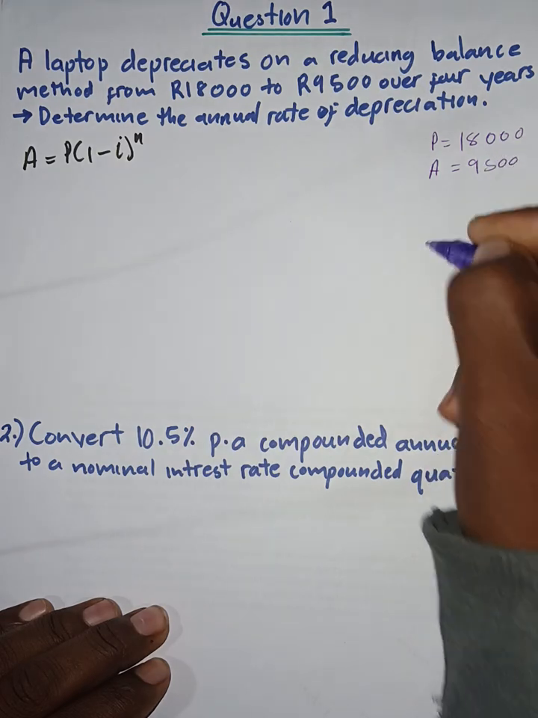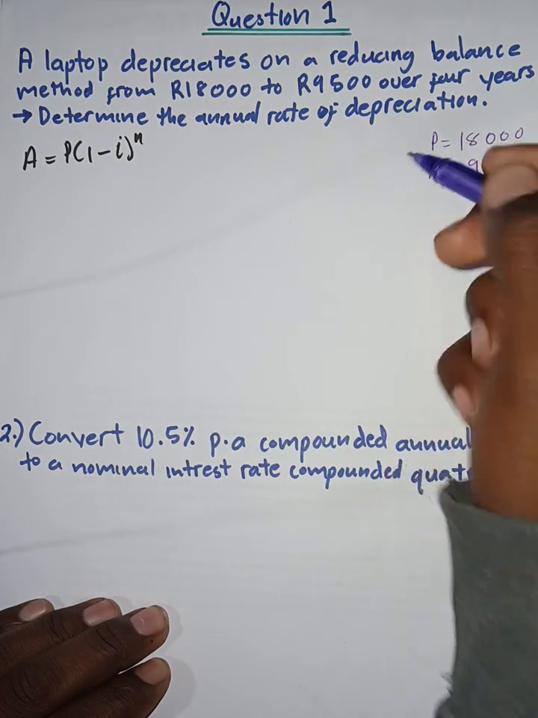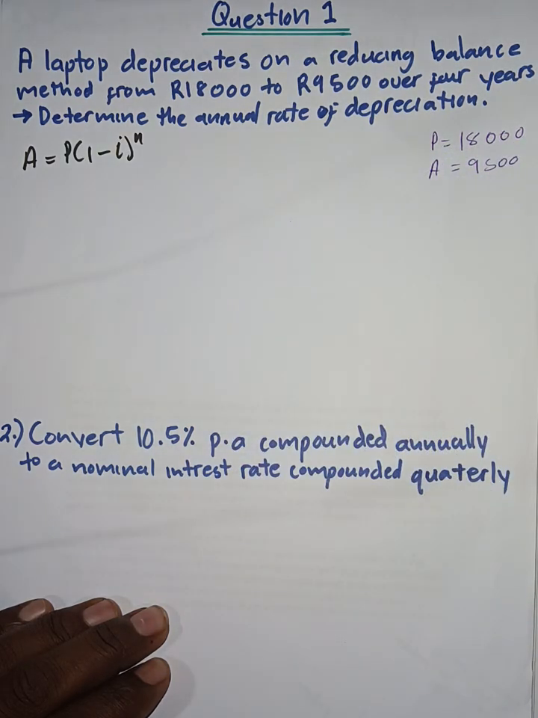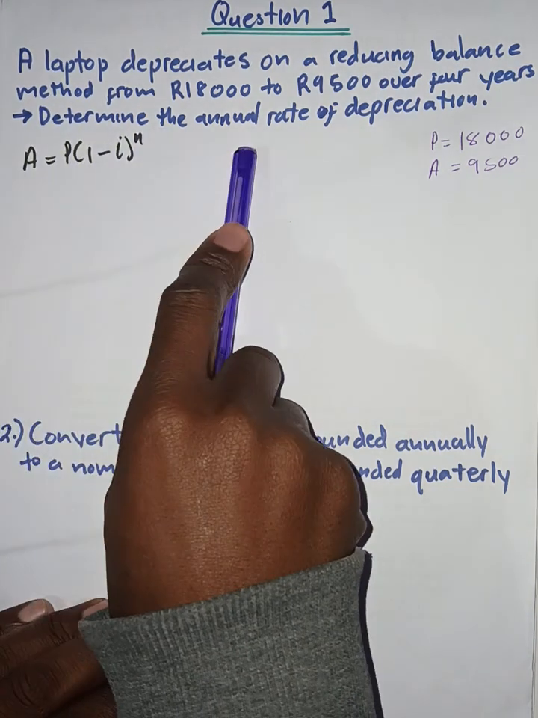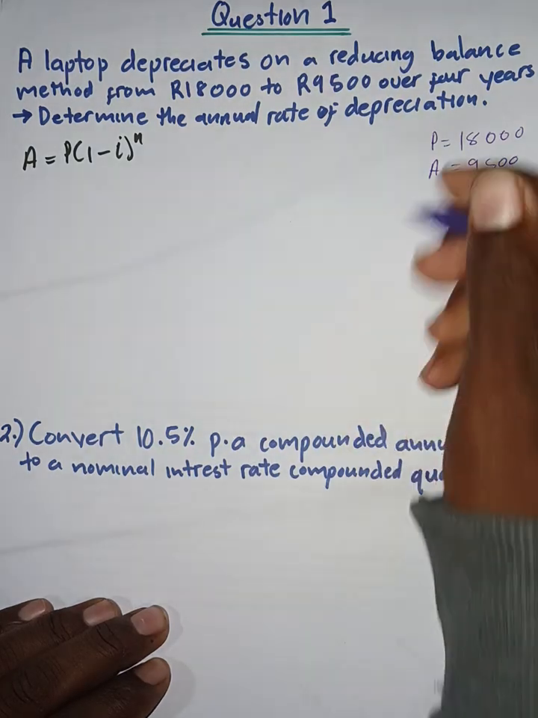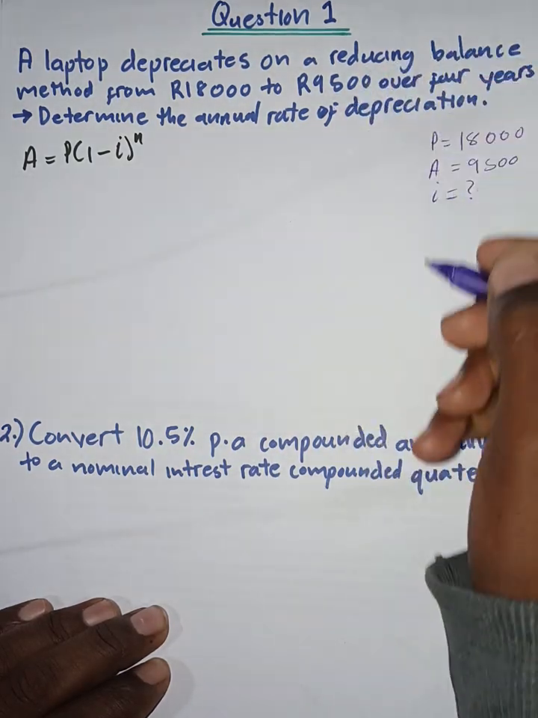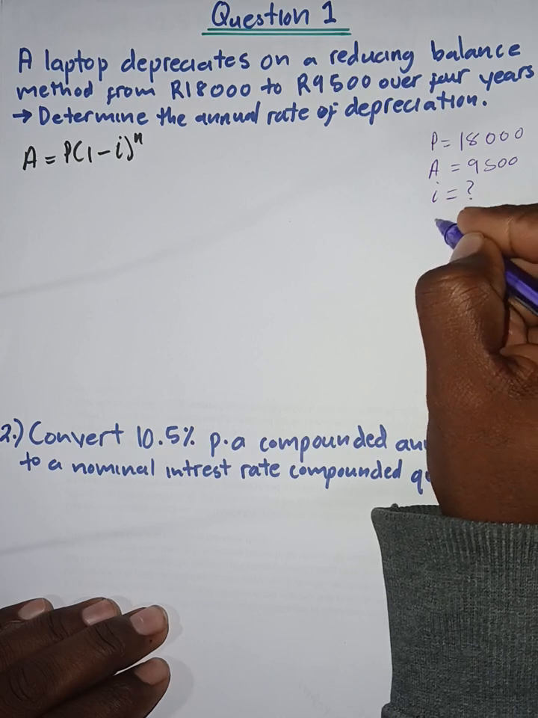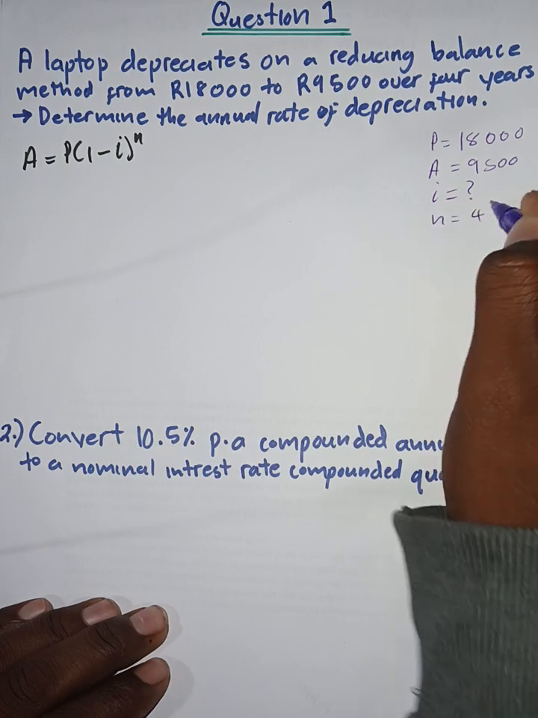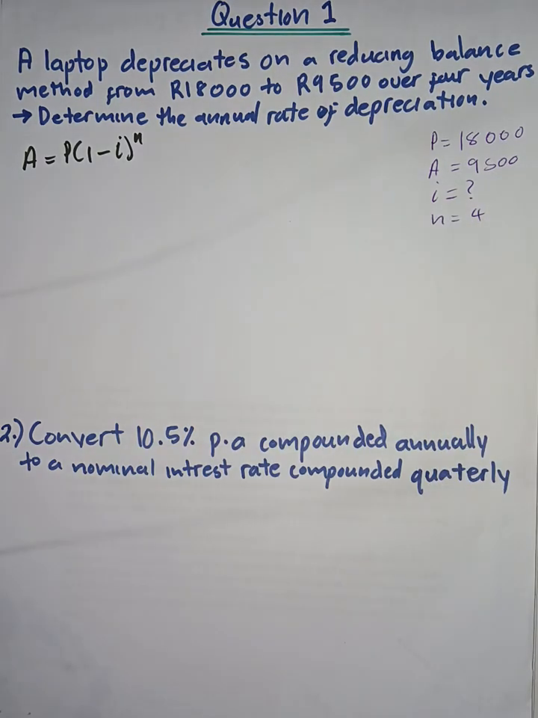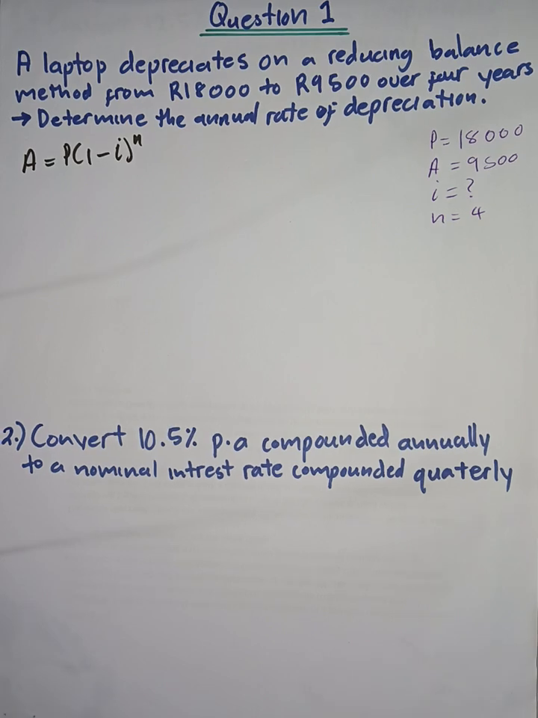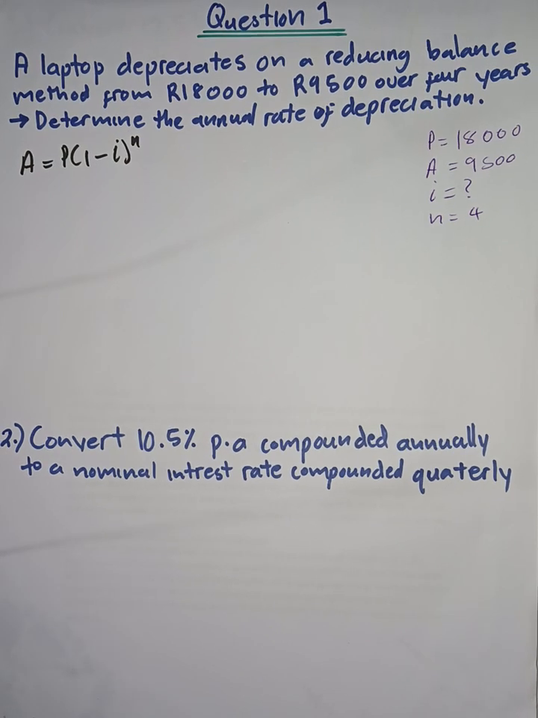9,500. And they didn't say anything about the interest rate, but they say determine the annual rate of depreciation. So we're looking for i. That's what we are looking for. And they said that this happened over 4 years, so we know that n would be 4. Now, the lovely part about depreciation is that it only happens once a year.